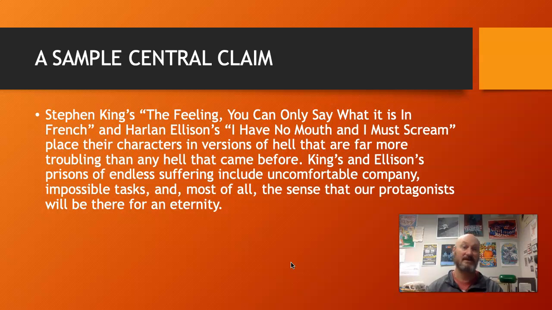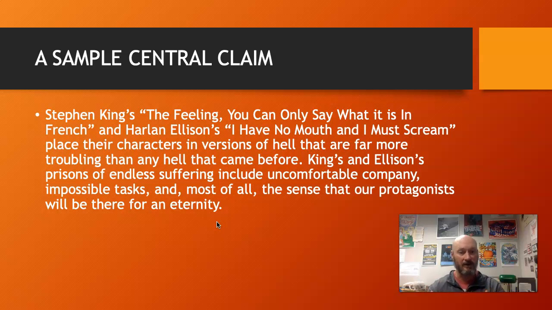So this is a fantastic example of a division paragraph, or that central claim we're looking for. Up here, we have our two primary texts, Stephen King's story and Harlan Ellison's story. We have the big idea, right, which is the existence of hell. And then afterwards, we have our terms: uncomfortable company, impossible tasks, and the possibility of an eternity. So this would be the central claim for our research essay.